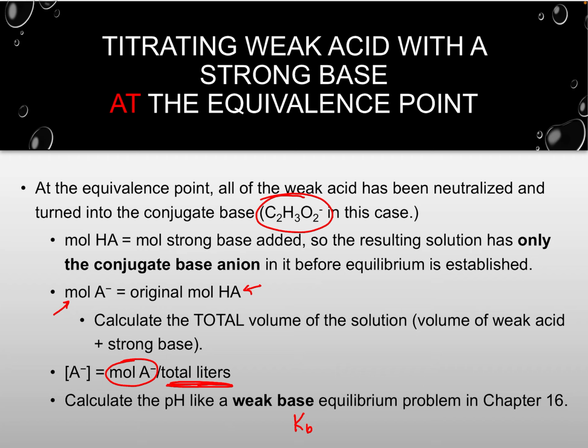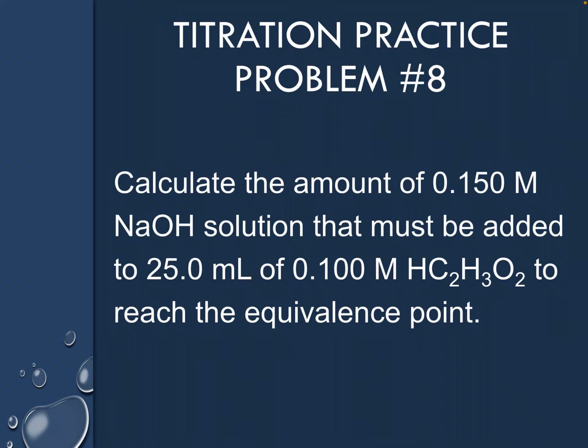You'll need to convert from Ka to Kb using Kw. All right, let's go through one of these. So first we're going to figure out what volume we need to get to the equivalence point, and then we'll go through and figure out the pH at the equivalence point.